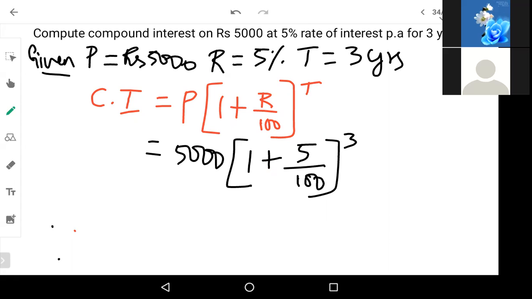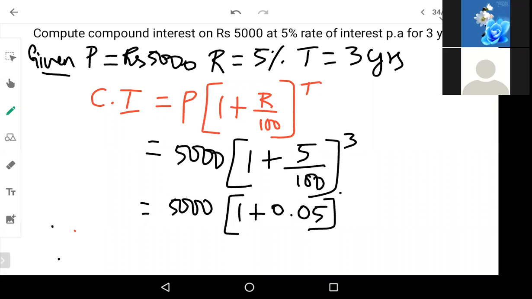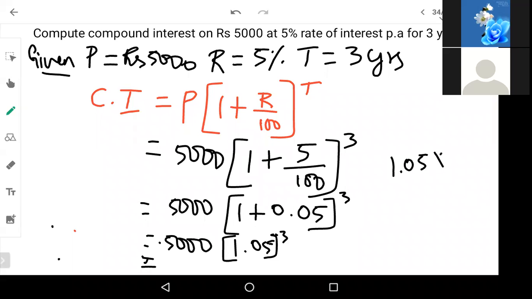Now let us simplify this. 5,000 into 1 plus 5 by 100 will be 0.05, to the power 3. So 5,000 into 1.05 to the power 3. Now can anybody of you tell me what will be the value of 1.05 cubed? Multiply it 3 times: 1.05 into 1.05 into 1.05.